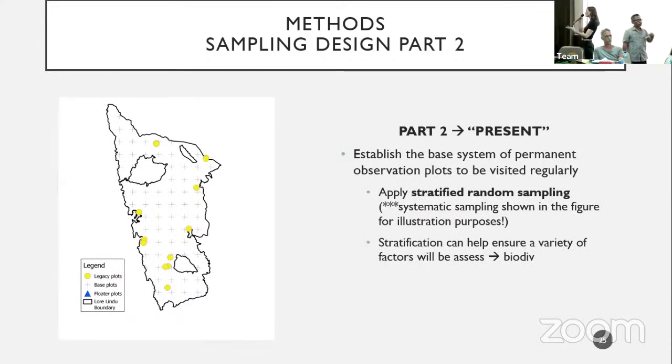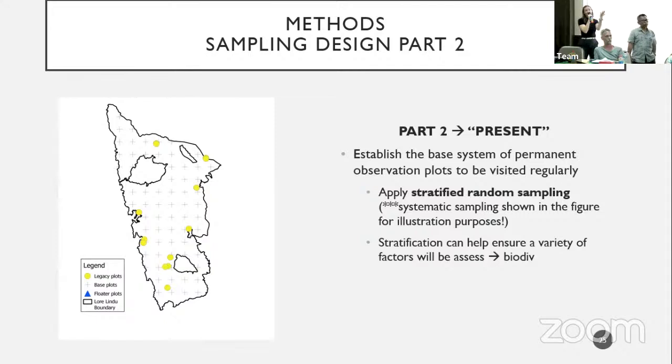This is really the core of the permanent sampling plots that we're trying to establish. Just want to put a quick note. So in the map, you can see these gray plus signs. This is just for illustration purposes, right? So in reality, we will not put a systematic grid through Lore Lindu. In reality, we look to apply stratified random sampling. So we will try to use the existing zonation of the park, any forest type information, elevation bands, basically whatever we can use to get a good idea of where different areas in the park might be.